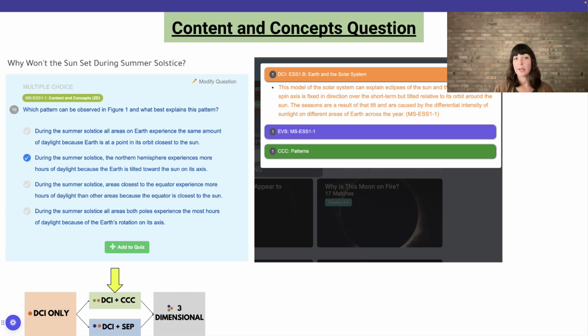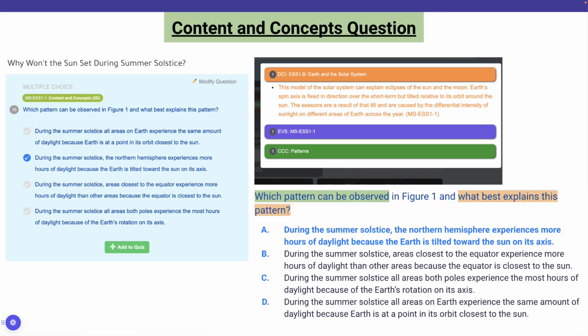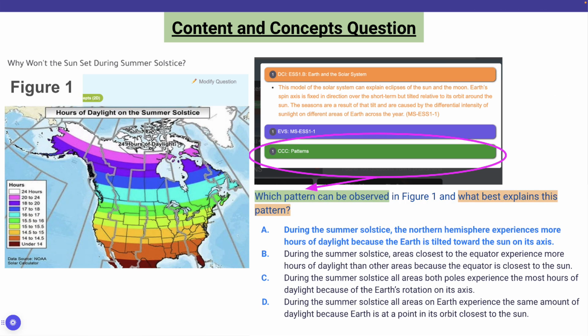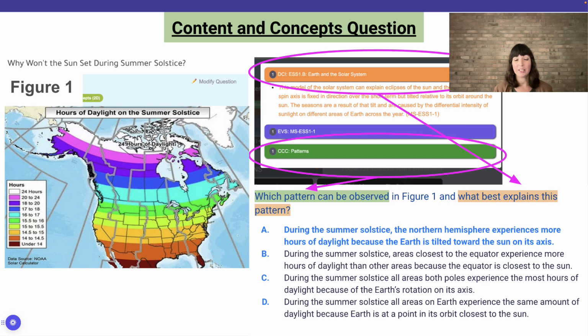Two-dimensional questions require students to apply either the science practice or the cross-cutting concept, in addition to their content knowledge, to answer correctly. Here, the question asks students to specifically identify a pattern in the figure, which compares hours of daylight in different parts of North America during the summer solstice, and apply their knowledge of Earth's tilt on its axis to explain the pattern in the figure, that the number of hours of daylight will increase as you move further north.